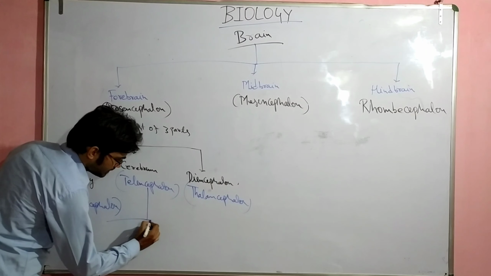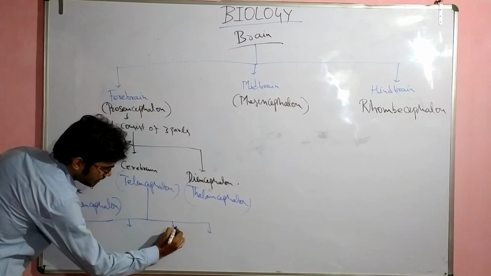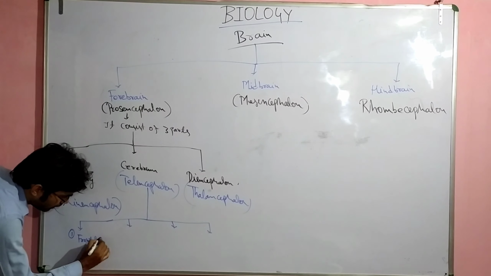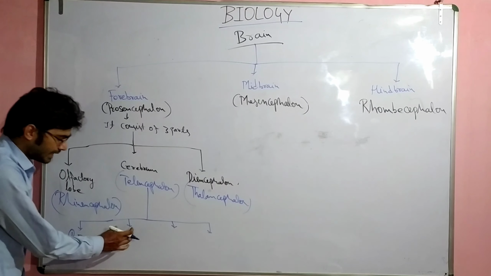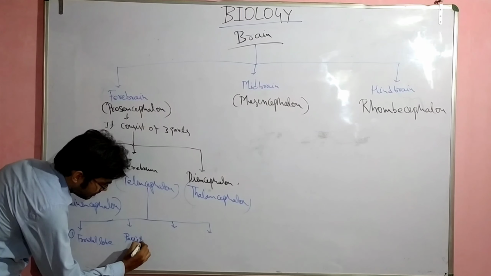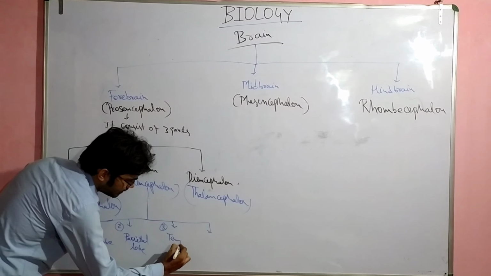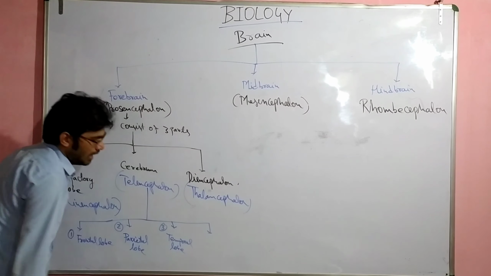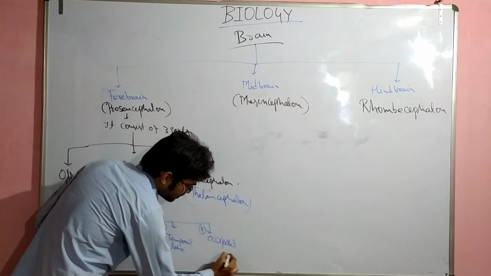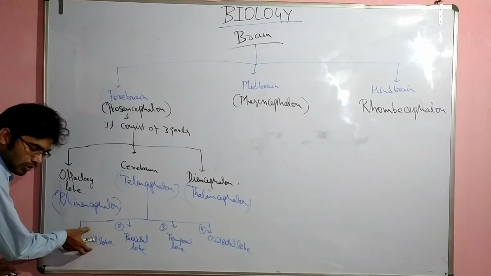The cerebrum is made up of 4 vital lobes. The first one is known as frontal lobe. The second one is known as parietal lobe. The third one is known as temporal lobe. And the fourth one is known as occipital lobe.